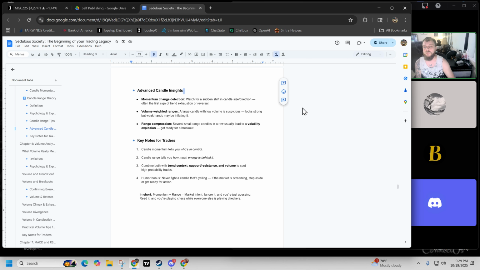So, momentum candles, right? Momentum change detection. Watch for sudden shift in candle size and direction. Often the first sign of a trend exhaustion, right? So if you're seeing all these big candles and all of a sudden the candle starts shrinking, I'm not saying coming to a dead stop. They start shrinking, right? We're not talking about a Marubozu and then a spinning doji that's this big. We're talking about a Marubozu getting smaller as it trends, right? That's showing you exhaustion.